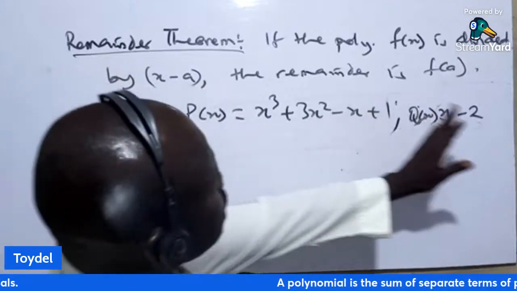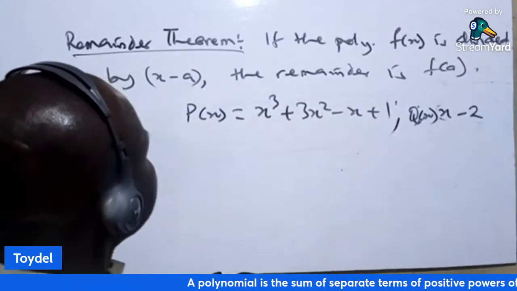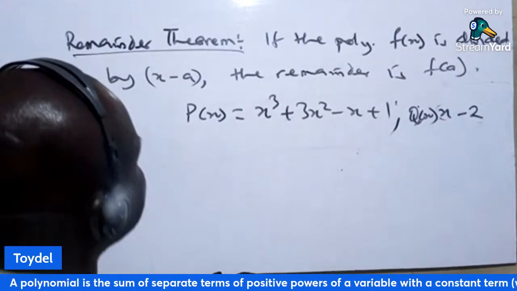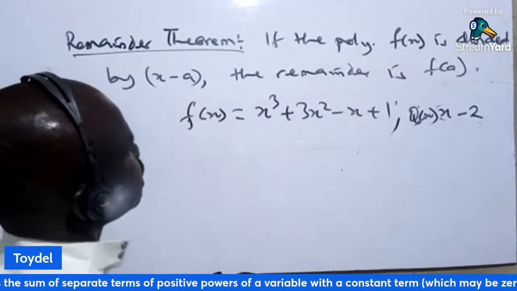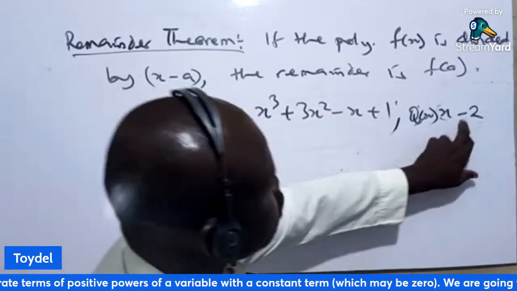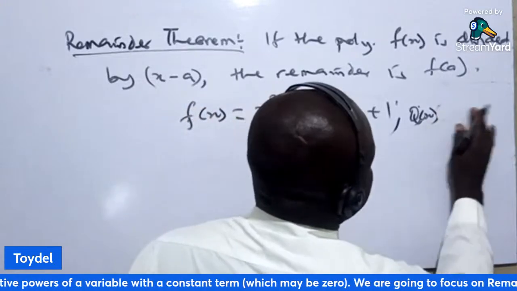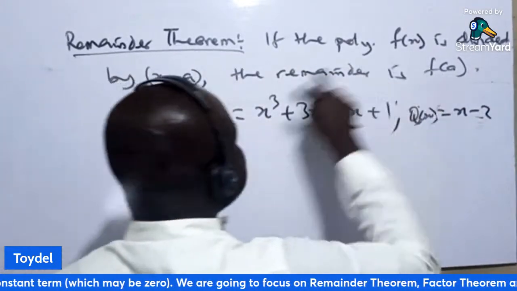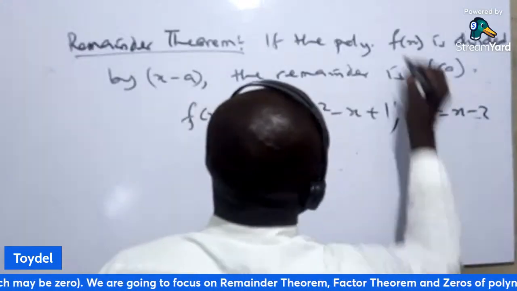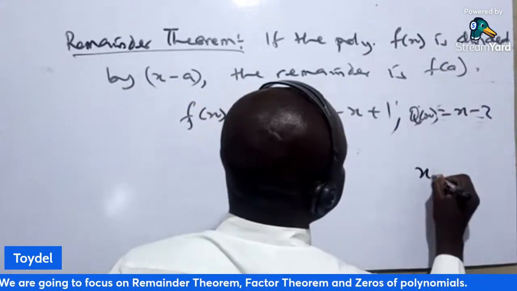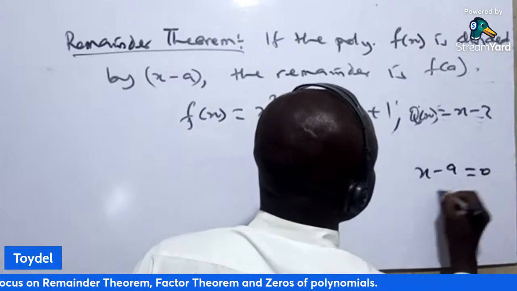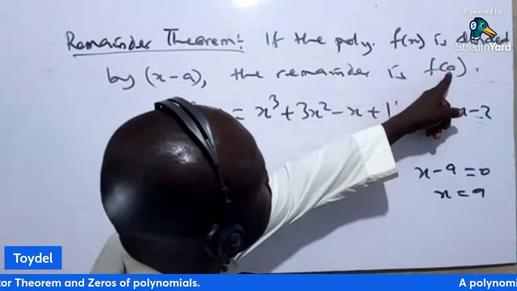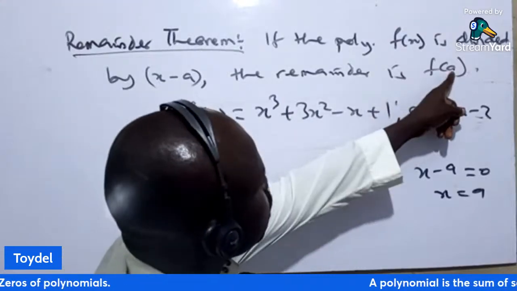So instead of using the long division method before we can know the remainder, this theorem is telling us that if you have a polynomial f of x, and it is divided by x minus 2, then the remainder will be, just like when we have x minus a equal to 0, then x equal to a. So for us to get the remainder now, let's just substitute the value of x equal to a.